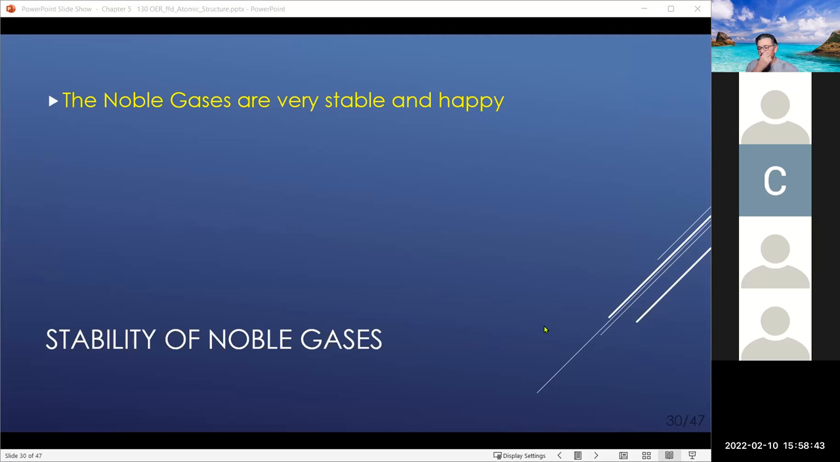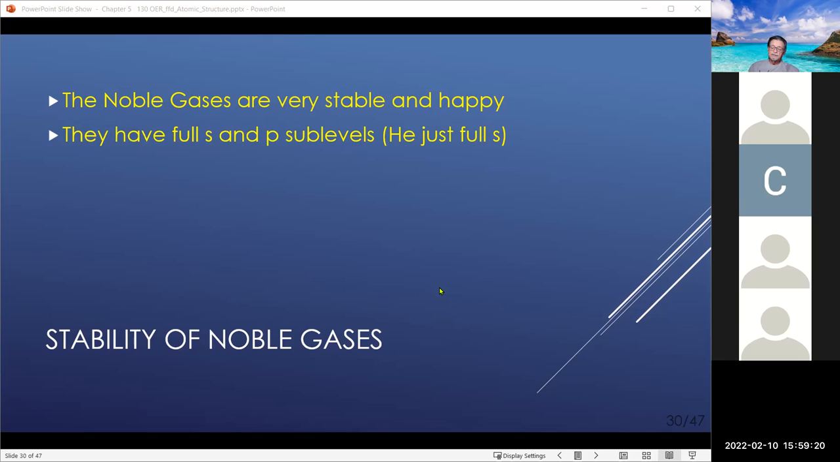Noble gases, the ones in the far right column, group 8A, are very stable. Happy, that's a subjective thing. I don't know if they're happy, but I can tell you they're stable. They're called noble gases because they're very unreactive, and they're very unreactive simply because that magical 8 has been obtained. There are 8 electrons. Why that magical 8? That is the mathematics that came out of all this quantum mechanics business. And 8 is the optimum number of electrons that adds stability.